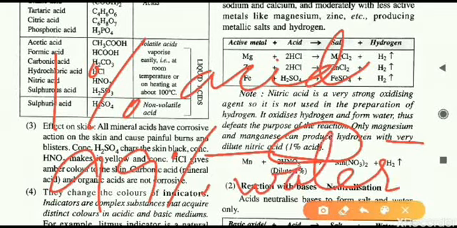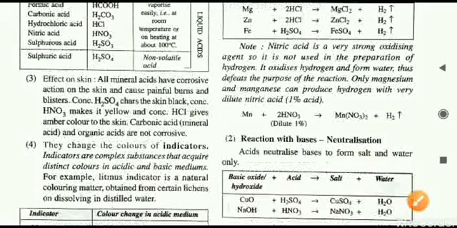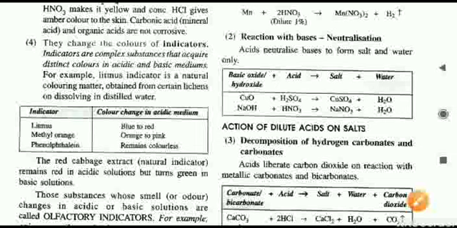The solution should contain only 1% acid, and the remaining about 99% of the solution should contain water only. Now you can assume how dilute the solution is. 99% of the solution is water, 1% is acid. In that much dilute solution of nitric acid, magnesium and manganese can produce hydrogen even with nitric acid. The equation is given here with manganese.